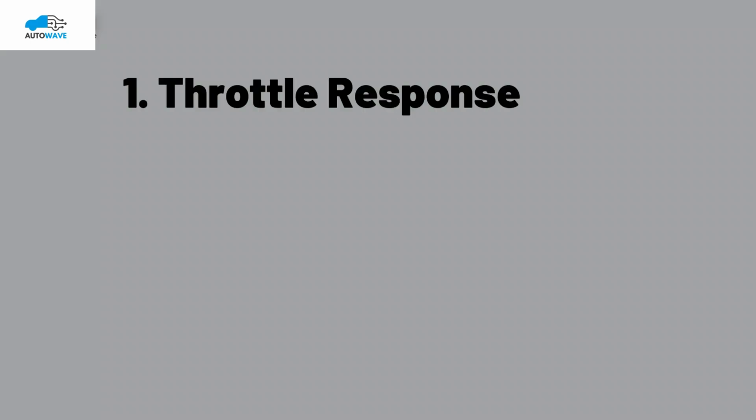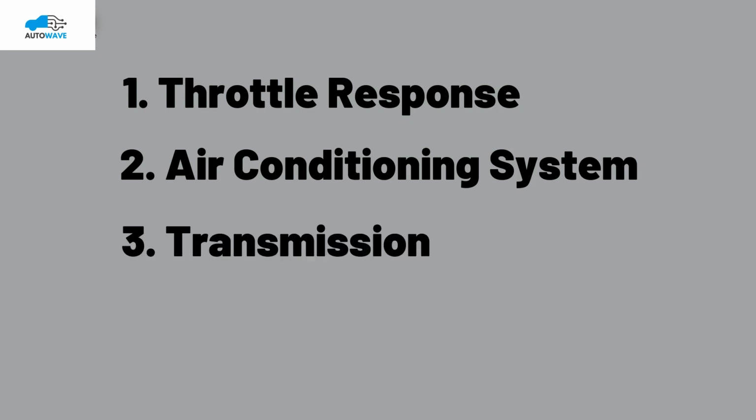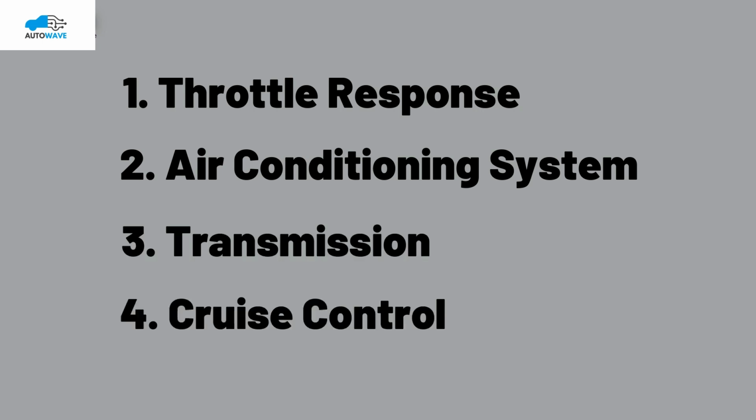Econ mode affects 4 things. Number 1, throttle response. Number 2, air conditioning system. Number 3, transmission. And number 4, cruise control. Let's discuss each one step by step.